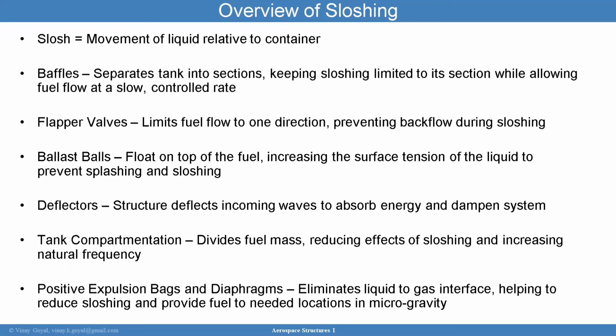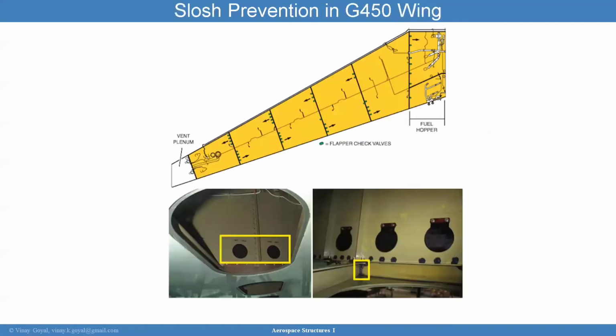Deflectors, so a structure deflects incoming waves to absorb the energy and dampen it. And you can also have tank compartments. They divide the fuel mass, reduce the effects of sloshing, and increase the natural frequencies. There are also other approaches using diaphragms that help reduce the sloshing.